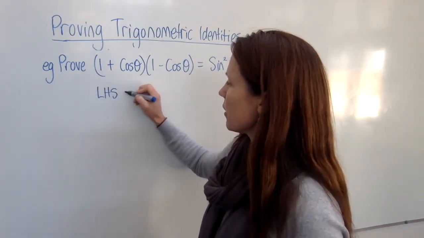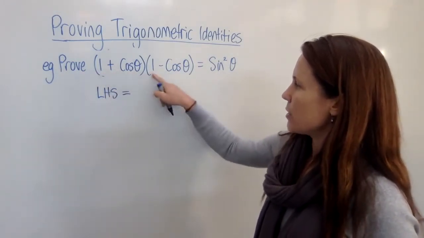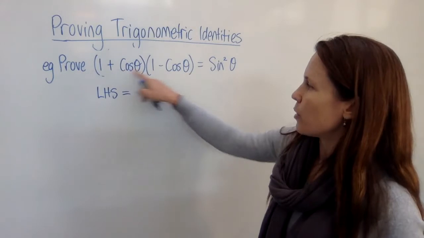Left-hand side equals, now I can see I've got the difference of 2 squares here because we've got 1s and I've got cos thetas with a plus and a minus.